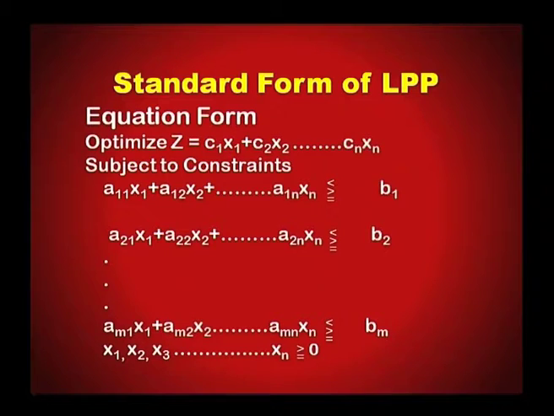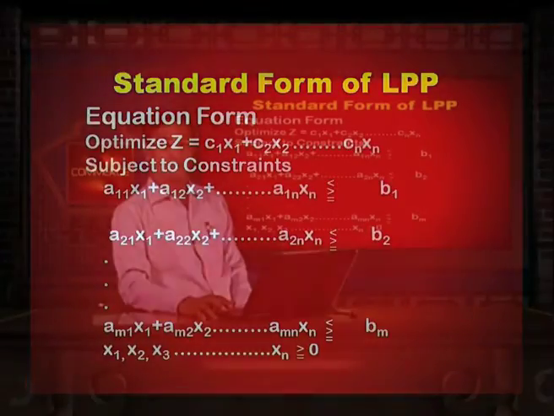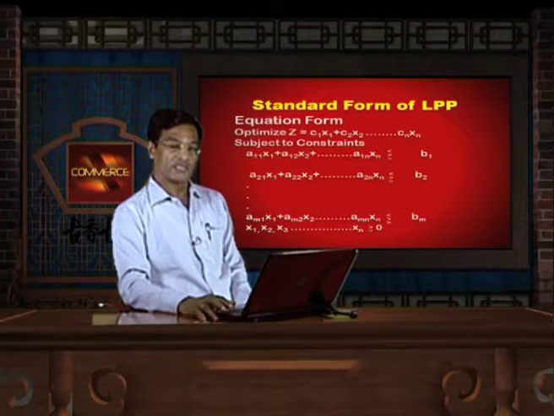In the second constraint we have a21 x1 plus a22 x2 plus and so on, a2n xn less than, greater than, or equal to b2. In a similar way, the mth constraint: am1 x1 plus am2 x2 and so on, amn xn less than, greater than, or equal to bm. Here all variables are non-negative, so we write x1, x2, x3 greater than or equal to 0.